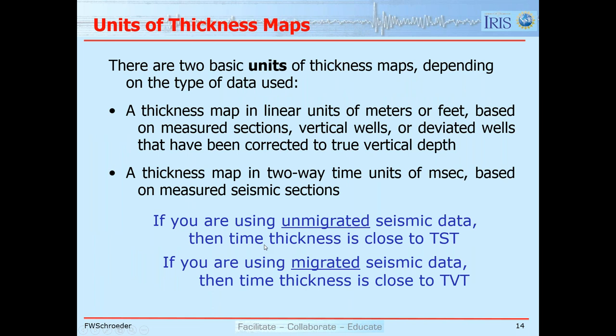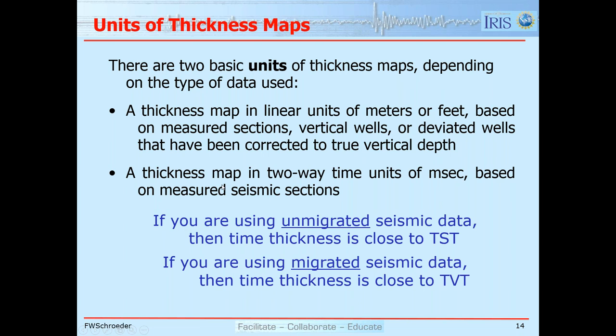There's two basic units that we use for thickness maps. It depends on the type of data that we have. The one type is a thickness map where we're measuring things in meters or in feet. And that could be based on measured sections if we have an outcrop. It could be based on well data, or it could be based on wells with deviation as long as we have the deviation survey. And we can correct those if we have dipping beds to true vertical depth.